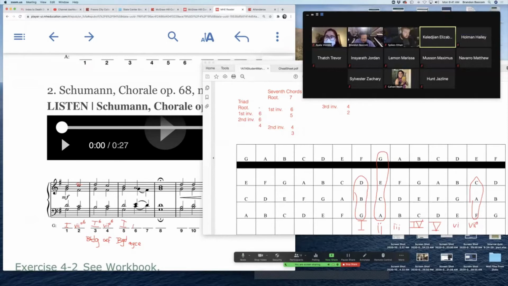Yes. Is it in root position though? No, because if it was root position, it would have an A on the bottom. So we're not writing 7. It has a C on the bottom, so we're going to write a 6 and 5. Good.